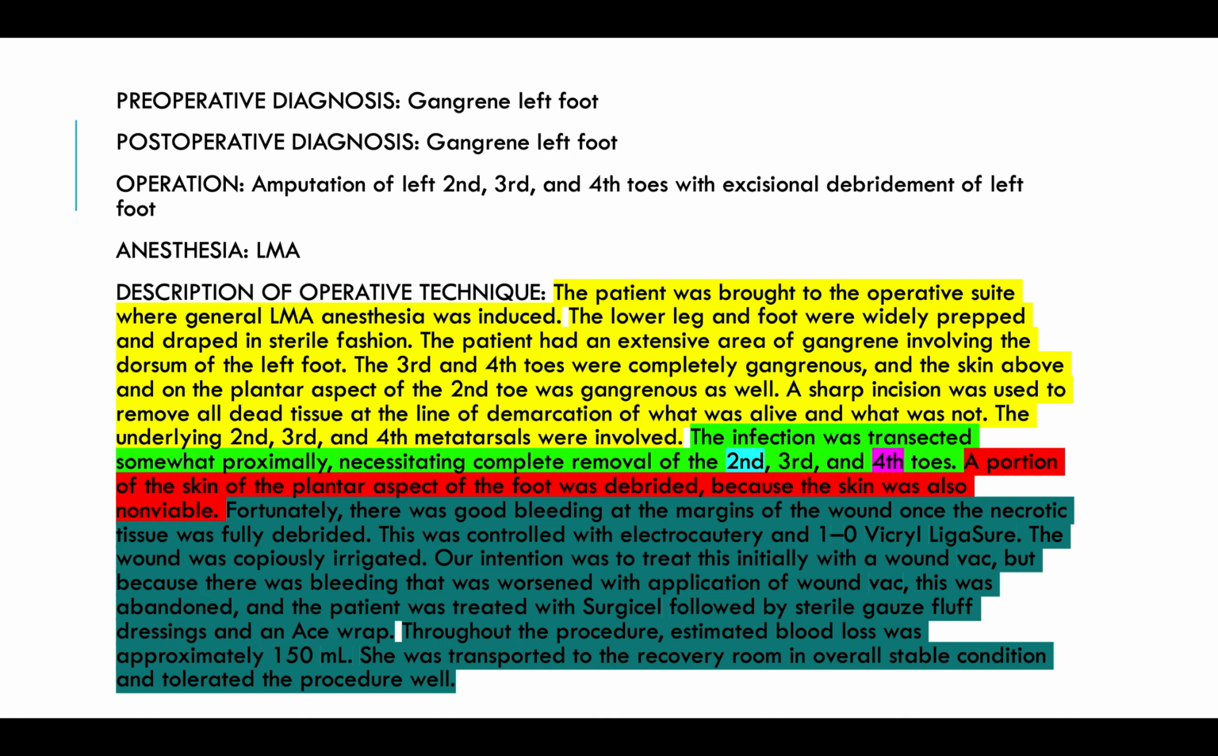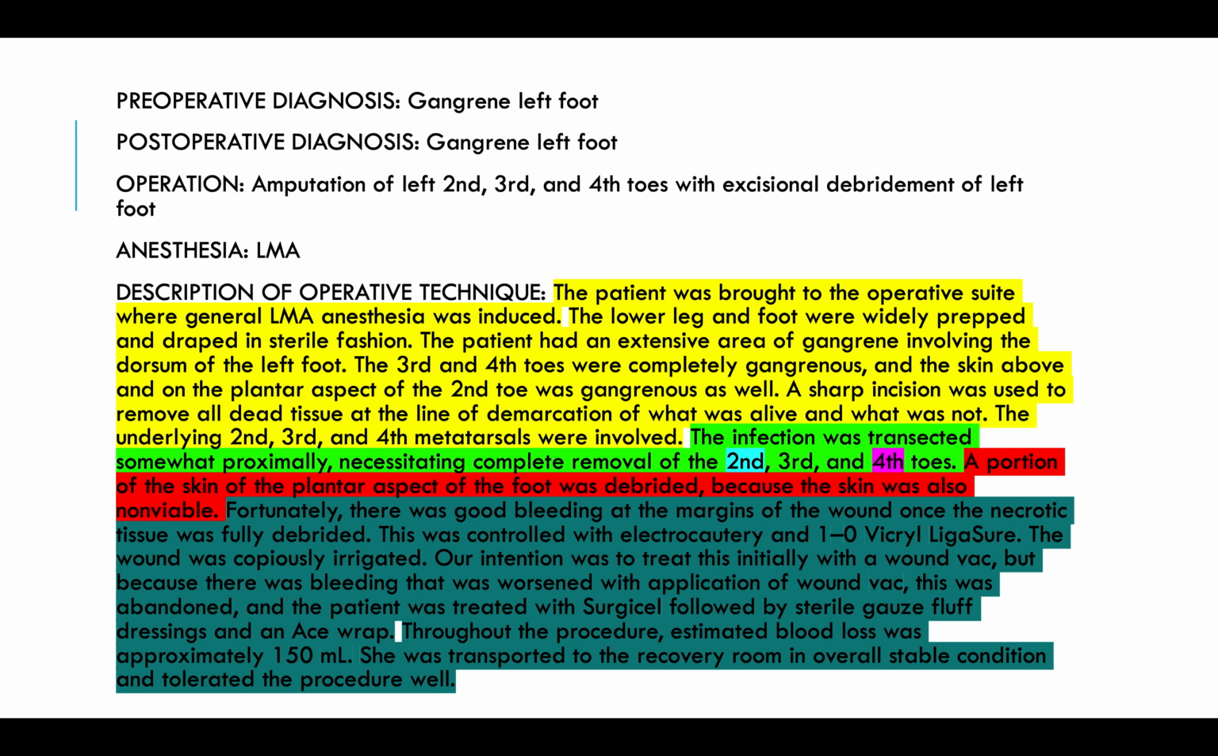This is the same procedure. We can see that this has been dissected. And from this dissection, I can clearly identify that I have 4 separate codes that I need to code. So the pre-surgical activities are in yellow. In this case, the patient was brought to the operative suite where the general LMA anesthesia was induced, preoperative. The lower leg and foot were widely prepped and draped in sterile fashion, preoperative.